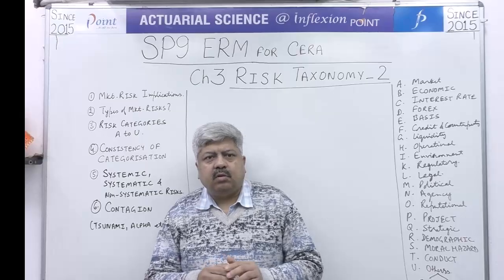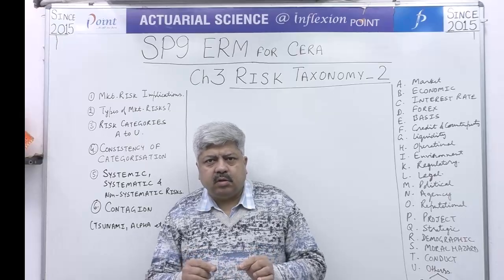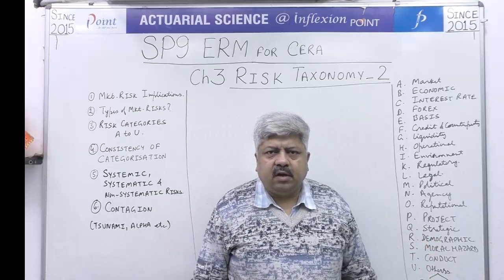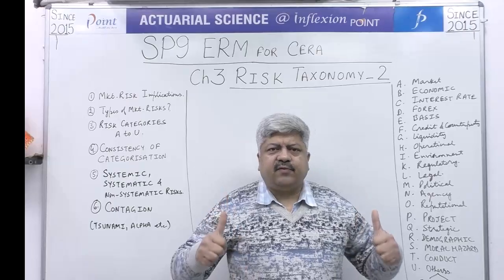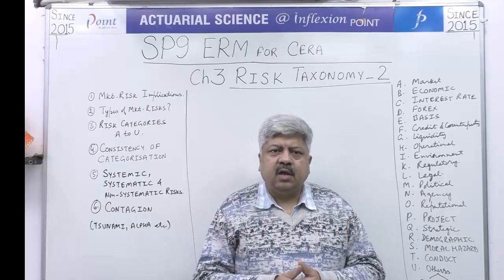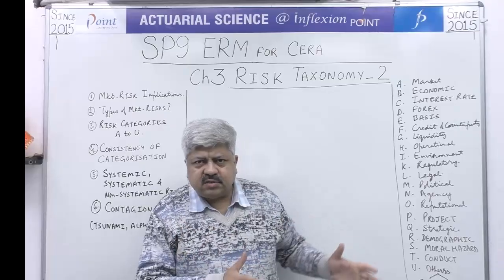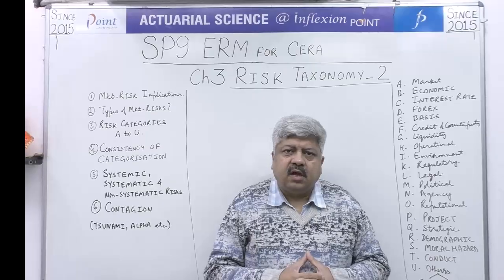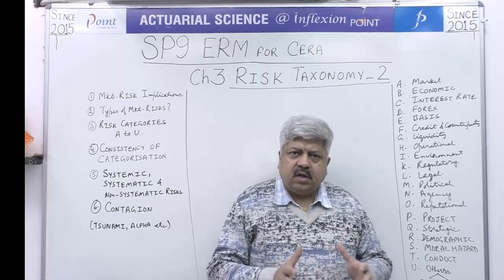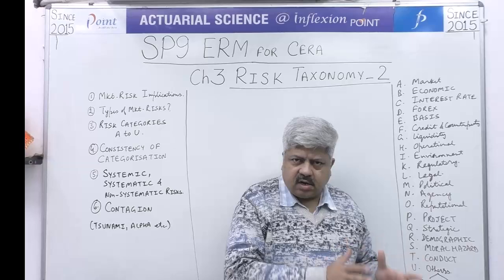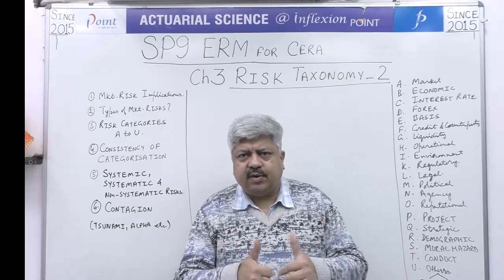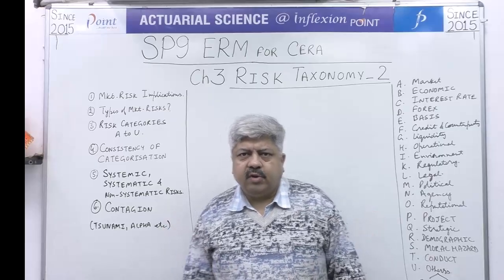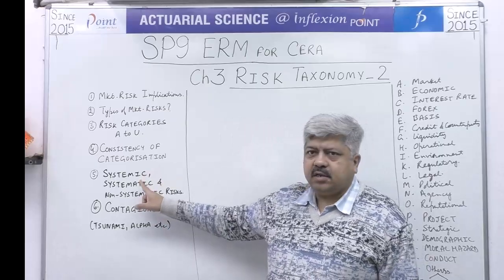So, if we want to evolve into a fully recognized discipline, it is important that we must first have a risk taxonomy. Half of the risk taxonomy related issues, the in-principle things, have already been discussed in an earlier video, and in this video we are going to take the bull by its horns. We start with risk categorizations.